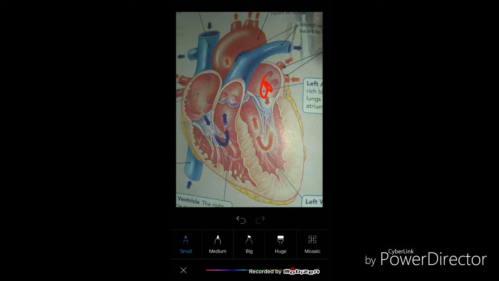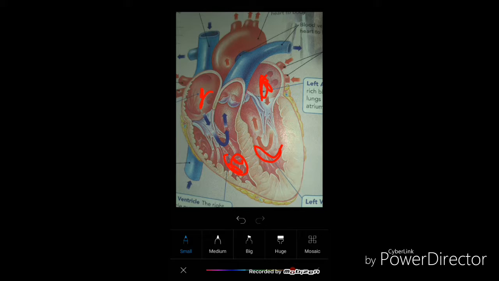Left atrium. You know what the function is? The function of the atrium is to get the blood. And the function of both ventricles, left ventricle and right ventricle, is to send the blood away from the heart. The difference is that the atrium takes the blood inside the heart, and the ventricle pumps the blood out of the heart.